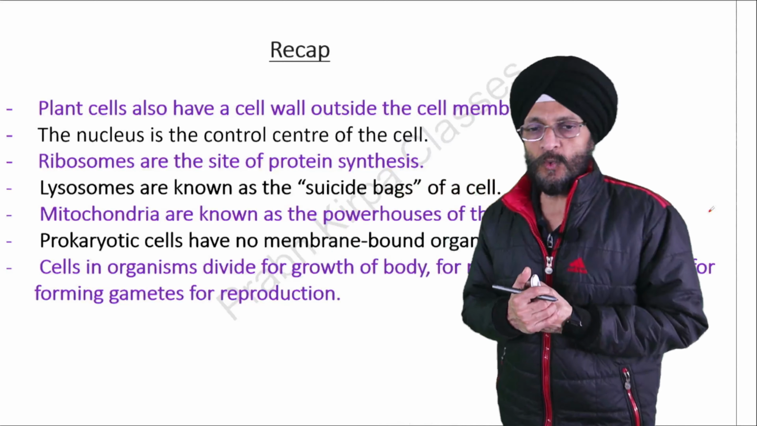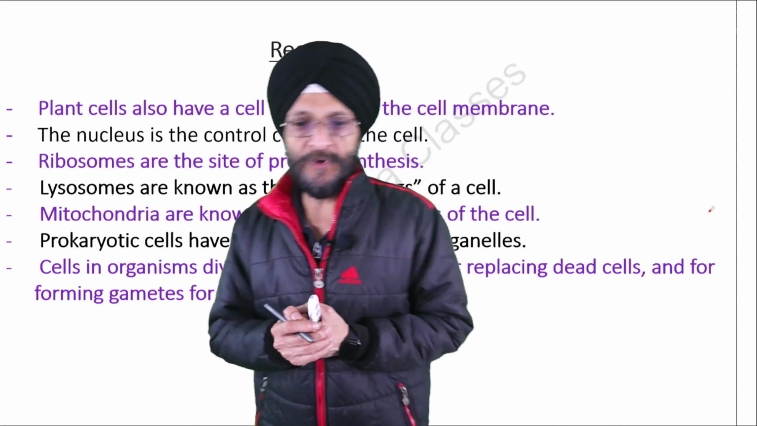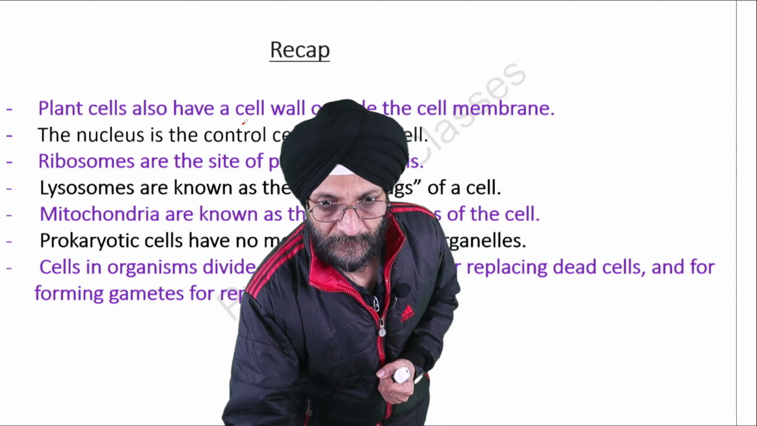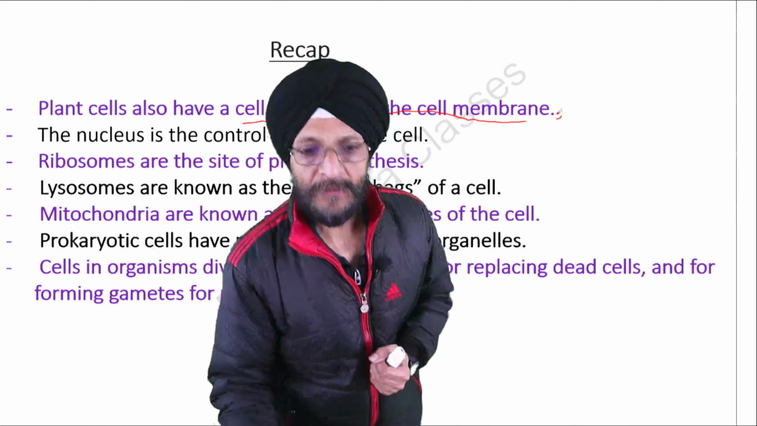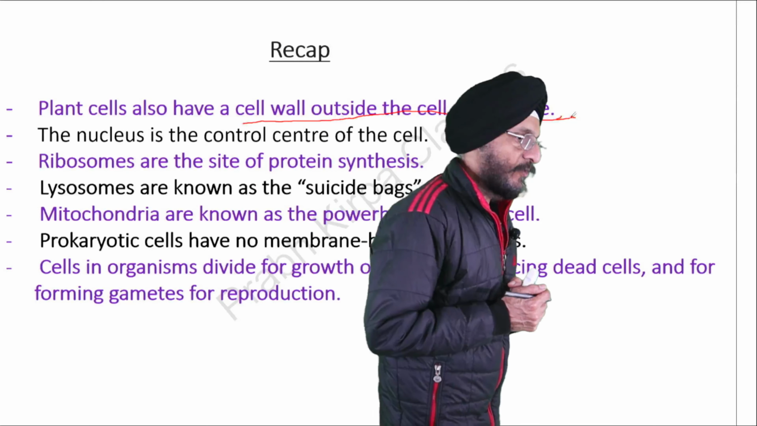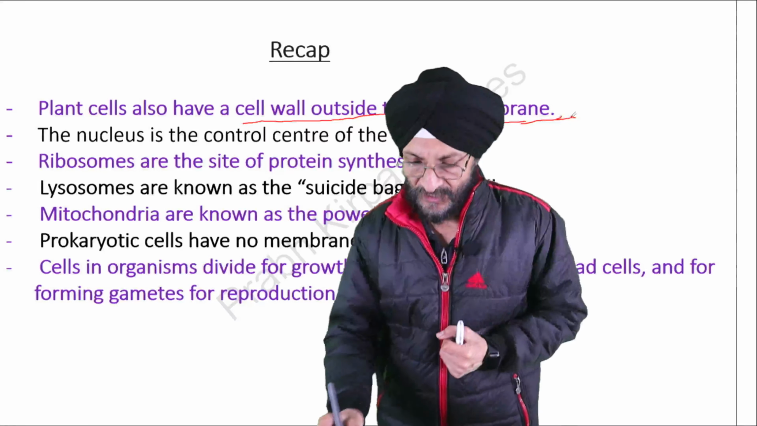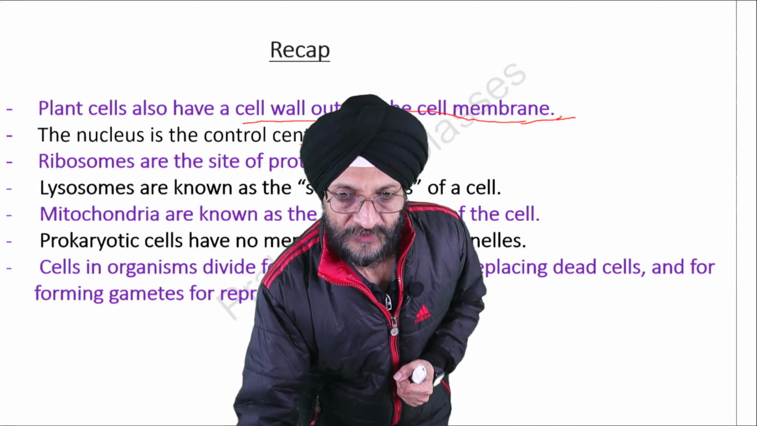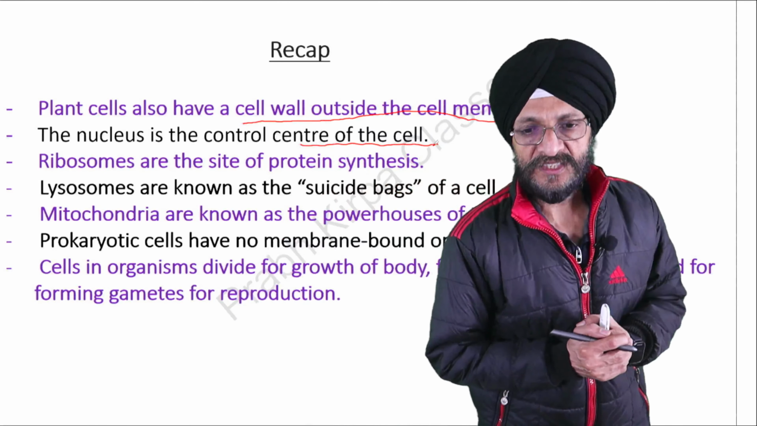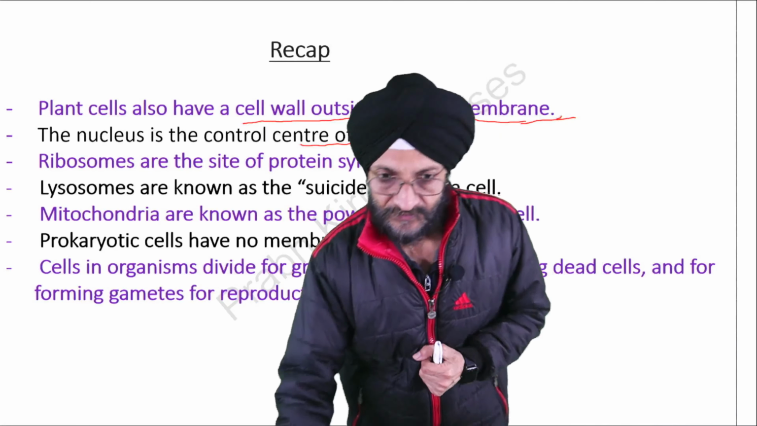Now we will do the recap of what we have learned so far. Cells have a cell wall outside the cell membrane. This cell wall is not present in the case of animal cells. Nucleus is the control center of the cell. Ribosomes are the sites of protein synthesis.